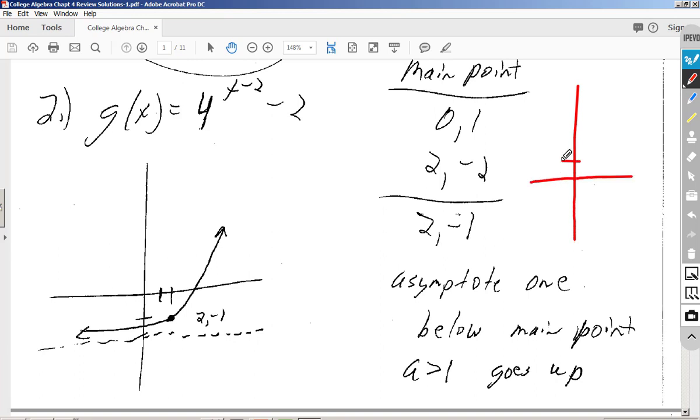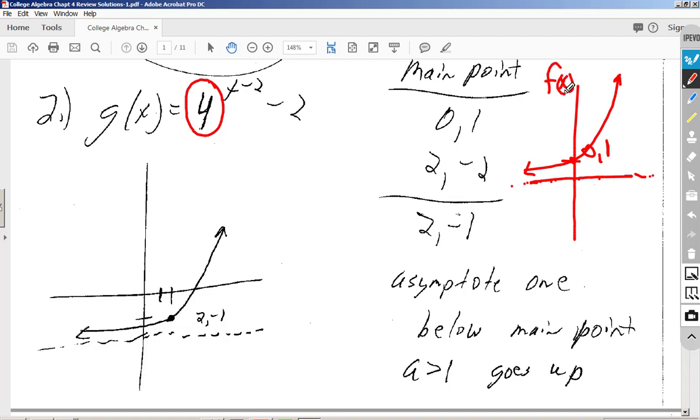So I'd come up here to the point 0, 1, put a dot there, and my asymptote is going to be 1 below that. Even though I wouldn't be able to see it too well because it's on top of my x-axis, you're going to notice that since this is a 4, it is going to go up as you go left to right. So that is what the graph of f of x equals 4 to the x looks like.